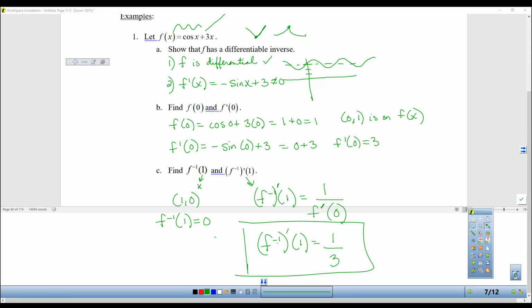This question, if it had just started with, here's the function, find this, you would have had to be thinking all these steps through. So we found f of 0. We found f prime of 0. Then we thought about what that means that f inverse of 1 is. And that's what allowed us to do f inverse derivative at 1. So 4 or 5 steps happened there between the original statement and the question. You're going to have to do those steps on your own.